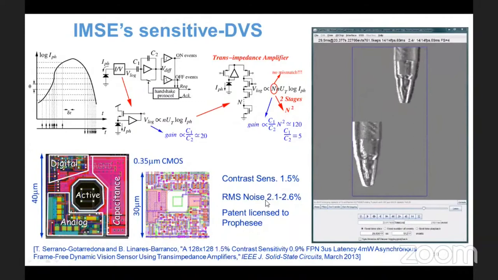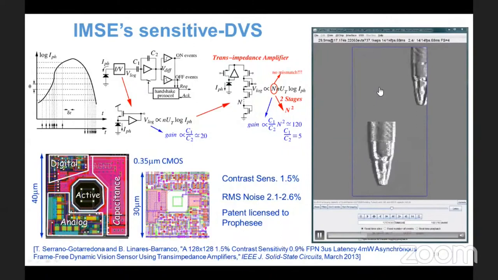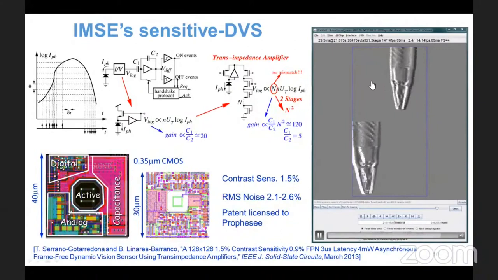You can see here in this recording, these are two DVS cameras of resolution 128 by 128. And you can see that contrast sensitivity is quite nice. And these are plain events. It is not reconstructed frames. This is just pure events, in jAER playback, from the two sensors.